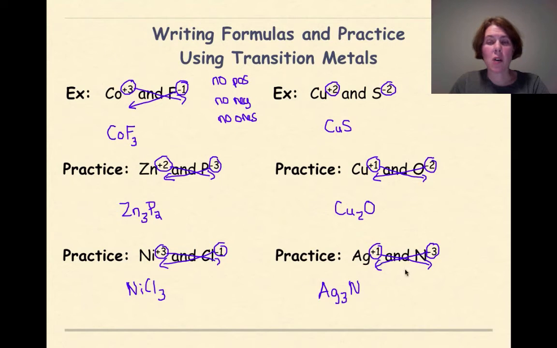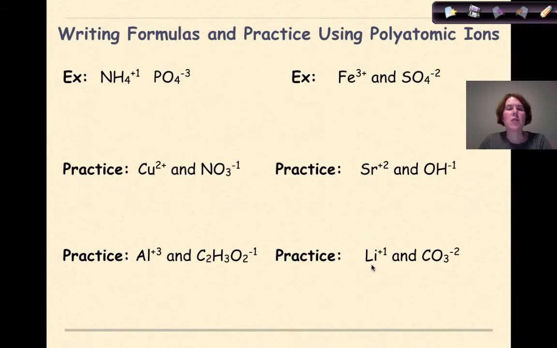Because again, we're not going to cross down the positive and negative signs. We're not going to cross down the ones. Now let's do some more practice with using the polyatomic ions. And again, it's always good to have your table E available to you when you're doing these, just in case you need to double check yourself. So let's start off again with two examples.